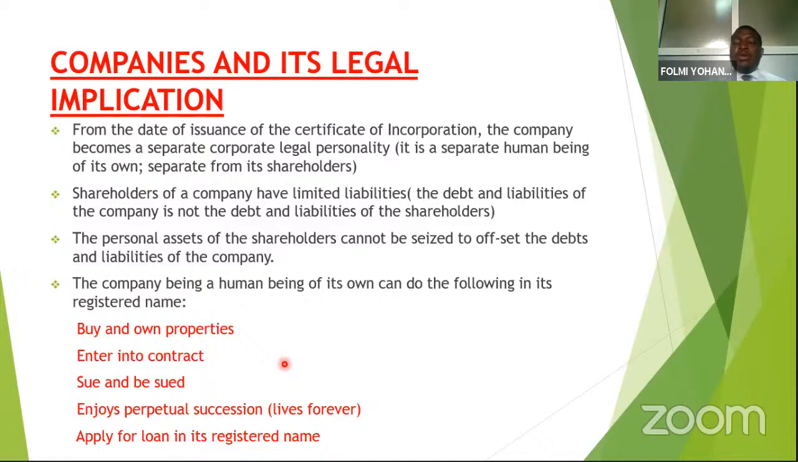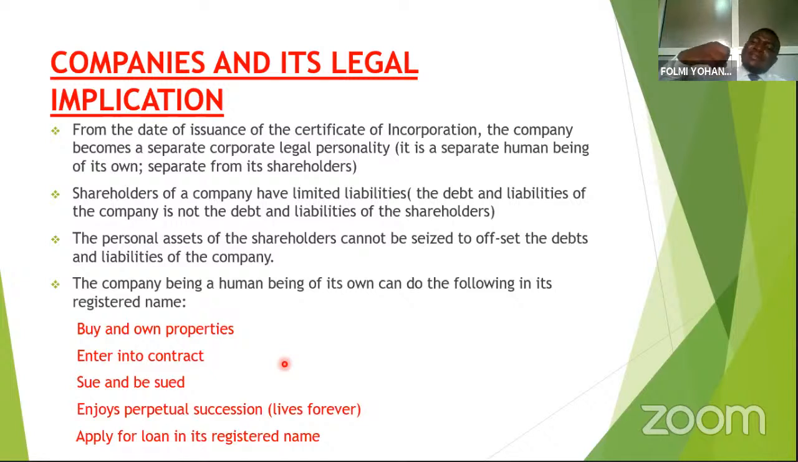Because in law, by the time a certificate of incorporation is issued to a company, that company becomes a separate legal personality. That's why in law we have what we call artificial and natural persons. Companies are artificial persons because by law they are separate human beings. That is why you see people saying it's the company that borrowed the money. I'm not the one, I'm just a shareholder in the company. Because whether you are a shareholder of, say, 250,000 shares, your liability is limited to those shares in the company.